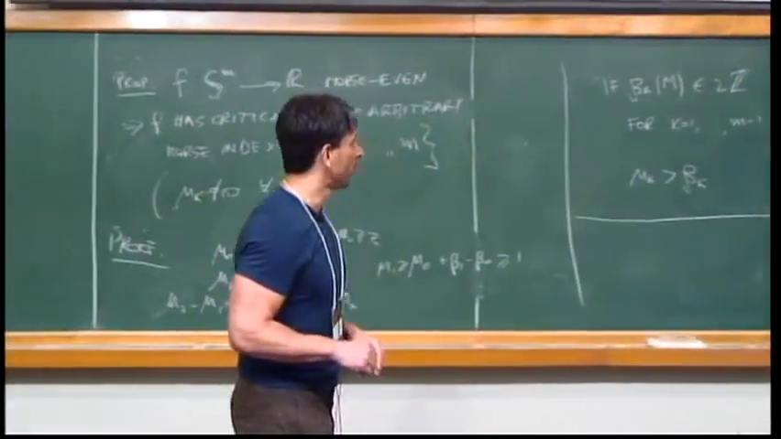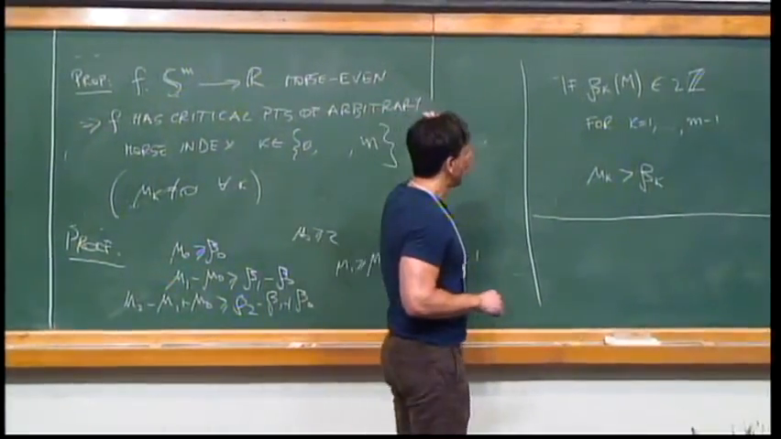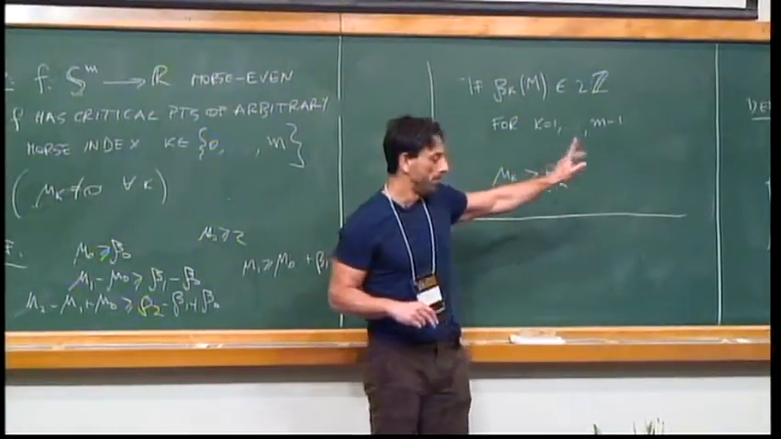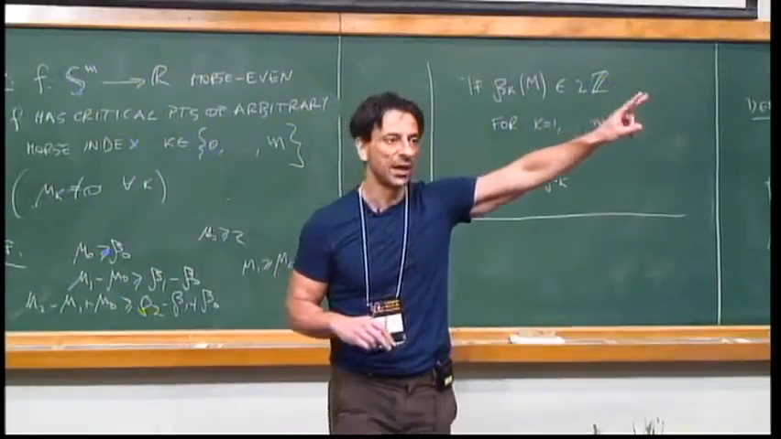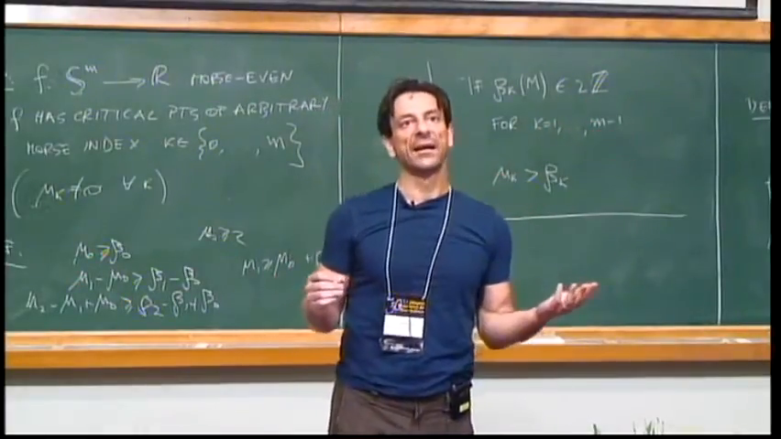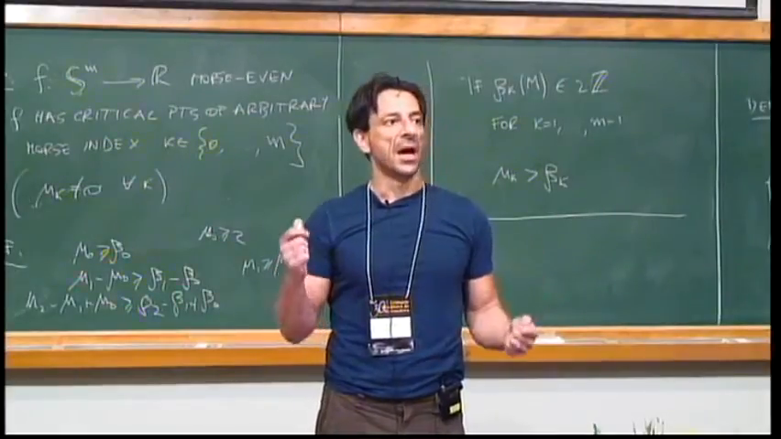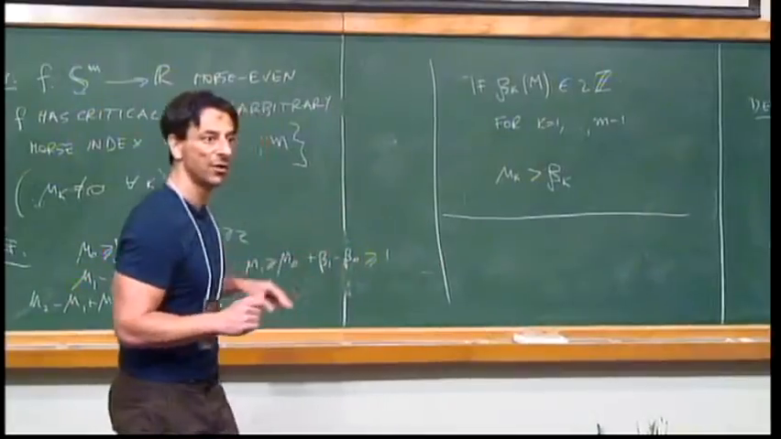In dimension 3, you have that beta 1 is equal to beta 2, right? So if you take simply connected manifolds, beta 1 is equal to 0, beta 2 is 0, and you only have the 3-sphere. So in dimension 3, there's not much you can say.